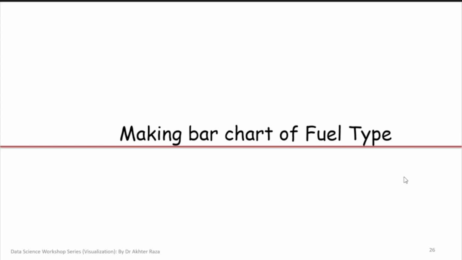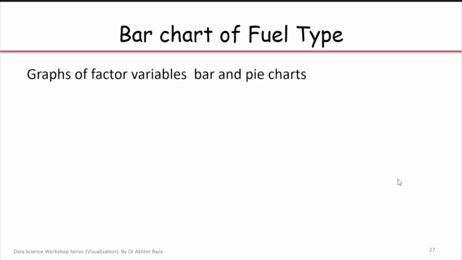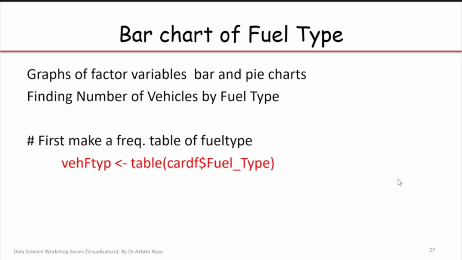Factor variables can be represented by a bar chart and a pie chart. To find the number of vehicles by fuel type, we use the table command: the fuel type column of cardf, with the table stored in a variable called VEHF type. Because a bar chart and a pie chart need a table, we must have a table, and that table will be the argument of the bar chart and the pie chart.